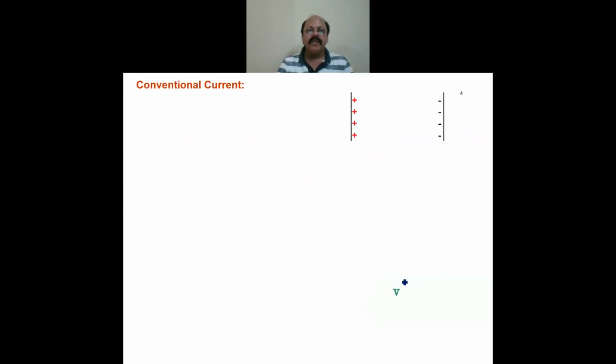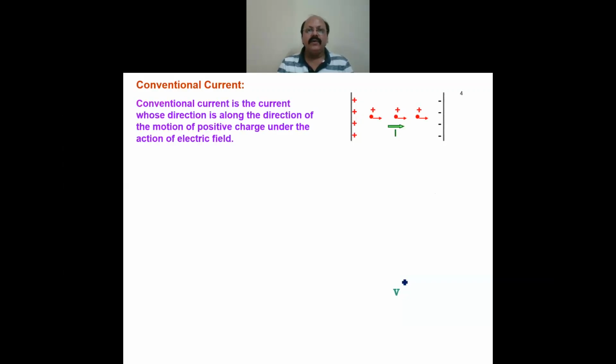Now, conventional current. Conventional current is the current whose direction is along the direction of the flow of positive charge under the action of an electric field. You can understand it like this. Here two plates are given. One has positive charge, another is negatively charged. Then the direction of the electric field is from the positively charged to the negatively charged plate. And the flow of positive charge is also in the same direction as the direction of the electric field. Then such a current is known as conventional current.